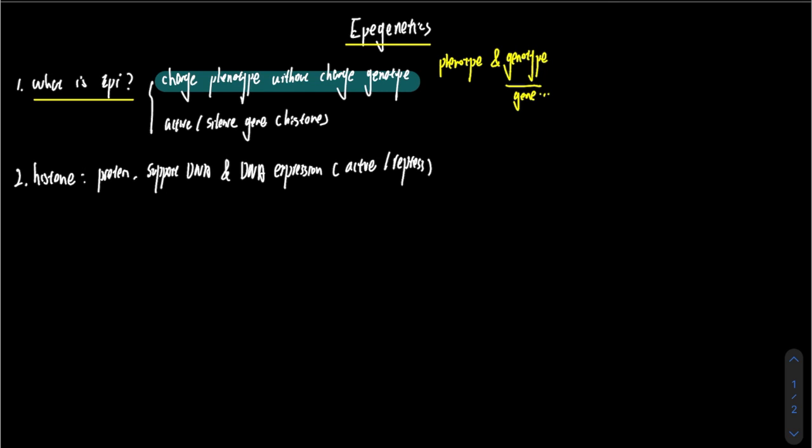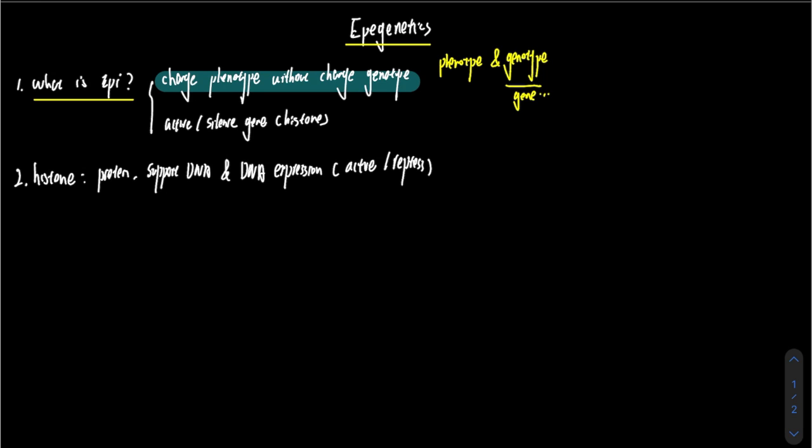For example, somebody is tall, somebody is short, somebody has lighter skin, and somebody has darker skin. So they are phenotype, which is kind of visible, and genotype is invisible, it is intracellular or intermolecular. So how can we change the phenotype without changing any genotype? It's really hard, right? Because if we want to change the phenotype, we have to change the gene.